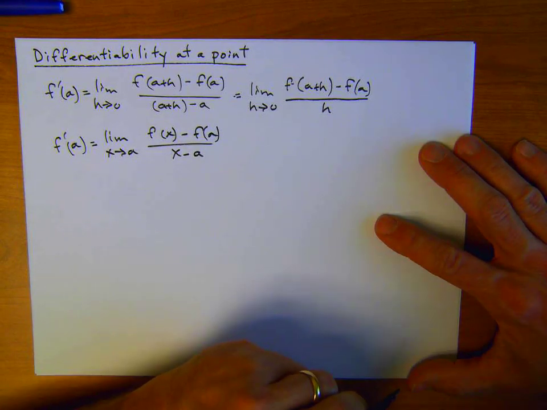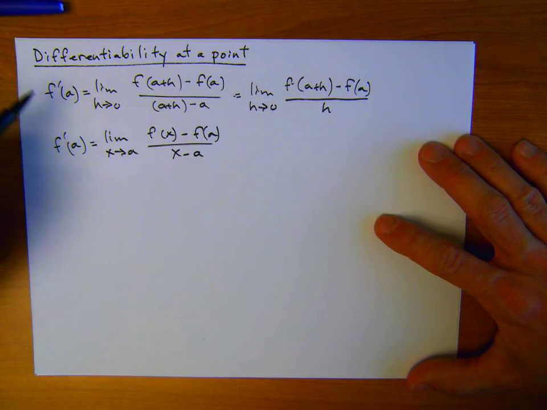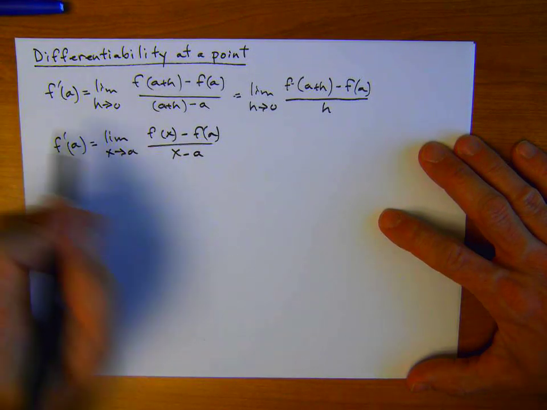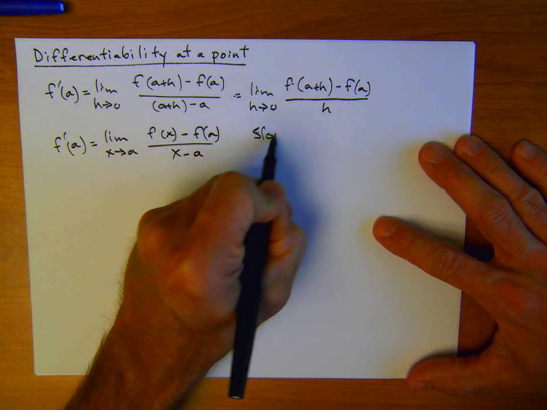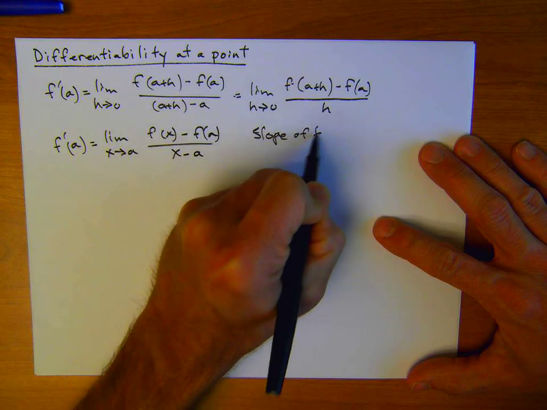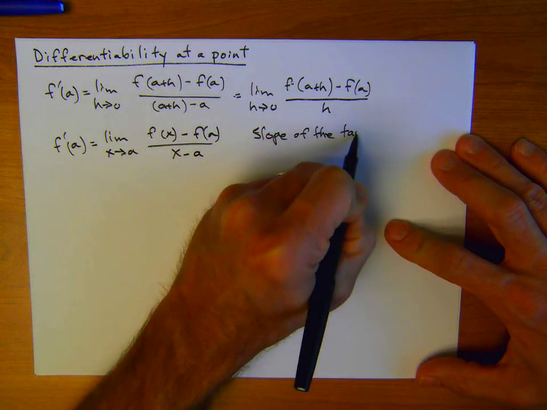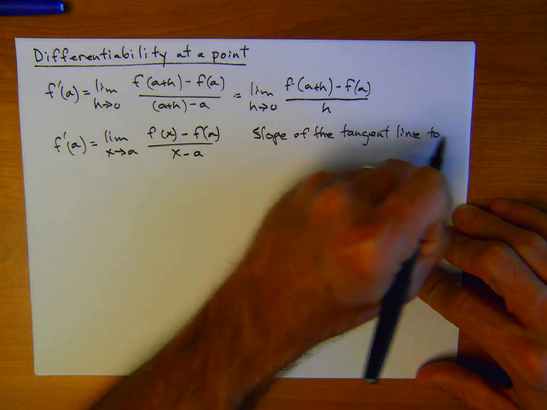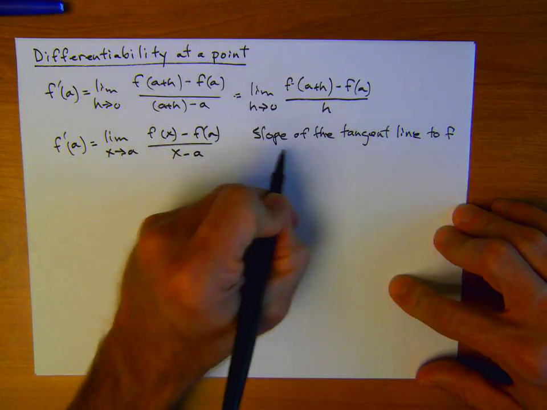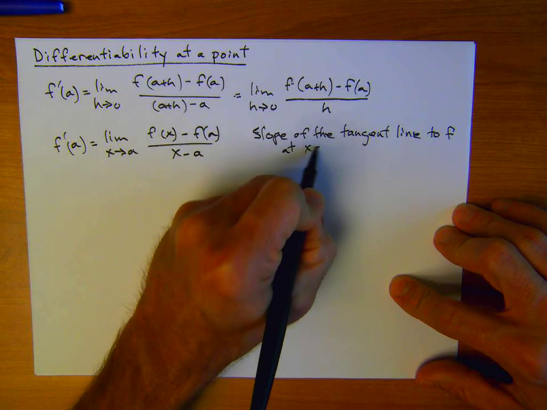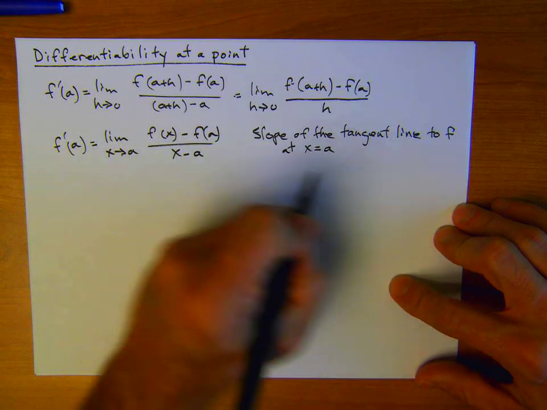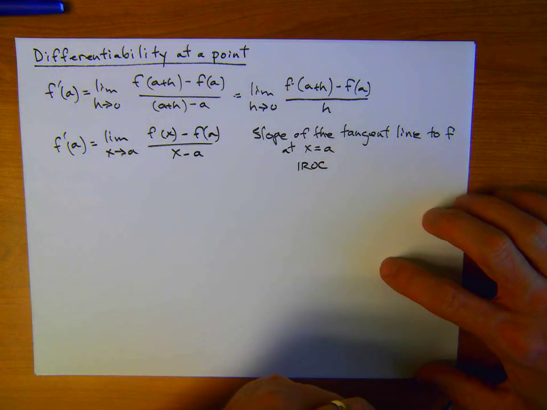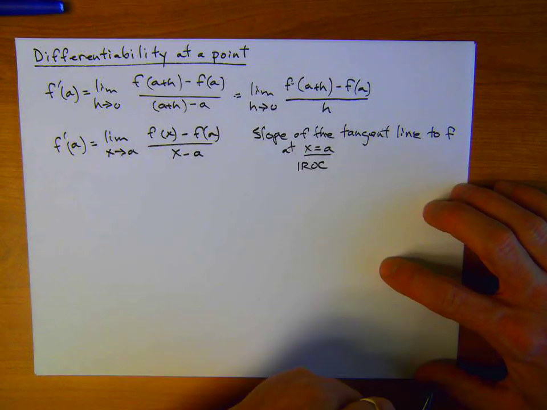So the question is when, well, before I say that, we also said that this was the slope of the tangent line. Which tangent line? The tangent line to f at x equals a. All right, and then we also said it's the instantaneous rate of change at x equals a.